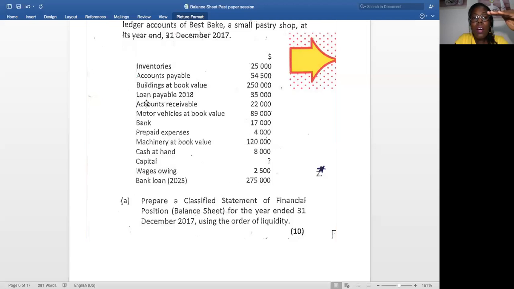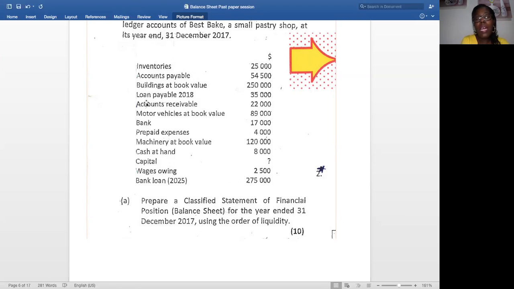So most permanent thing goes on top, and a good way to know how permanent something is, you can look at the value. Land and building is obviously going to be more expensive than a motor vehicle. So when you're looking at permanence, you're going to have non-current assets at the top, then current assets. Then you're going to have capital, non-current liability, current liability. When we are working with liquidity, it's going to be reversed.